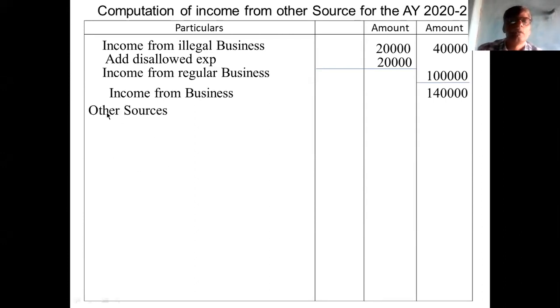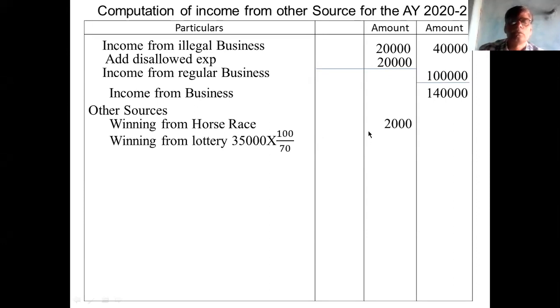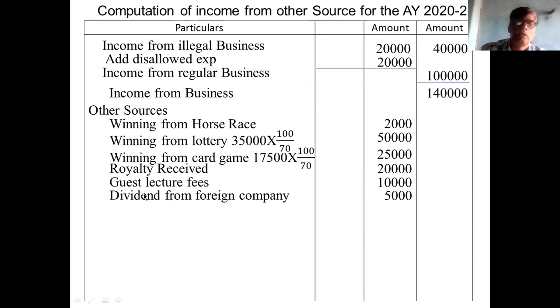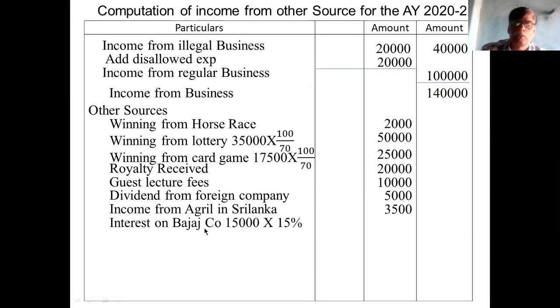Okay. Then other source, you write the heading. In the other source, first is winning from race, 2,000. Winning from lottery, gross of 50,000. Winning from card game, gross 25,000. Royalty received 20,000 you take. Then lecture fee 10,000. Dividend from foreign company 5,000. Income from agriculture in Sri Lanka 3,500. Okay. Interest on Bajaj company 15,000 into 15%, 2,250. These are the income from other source.